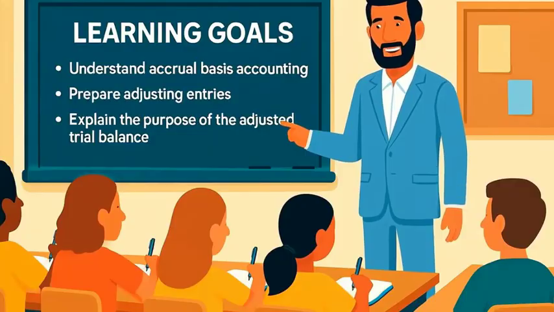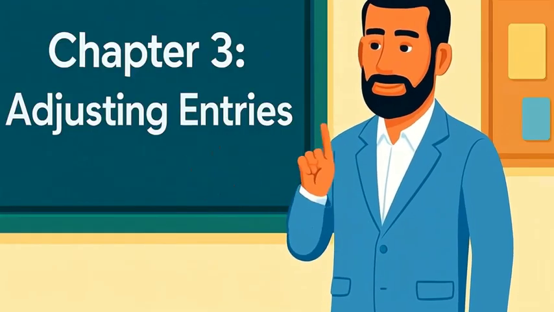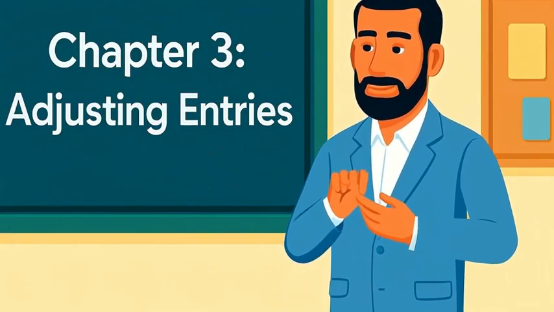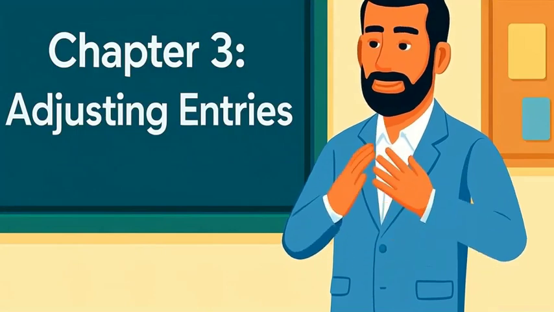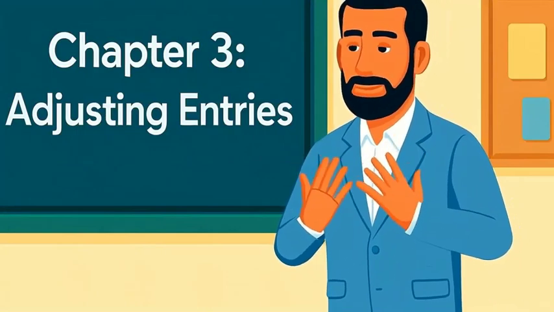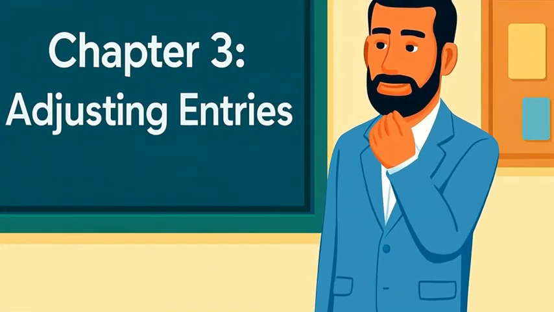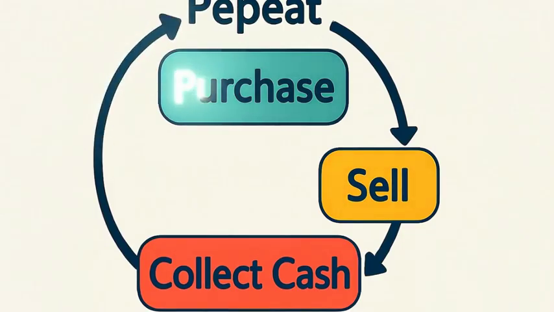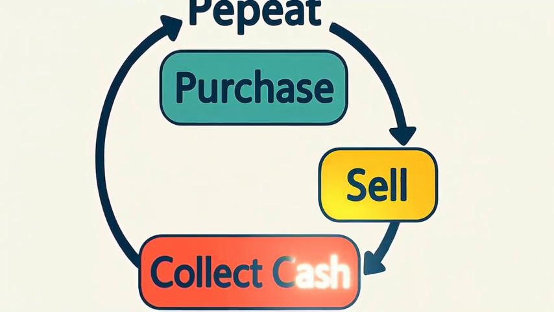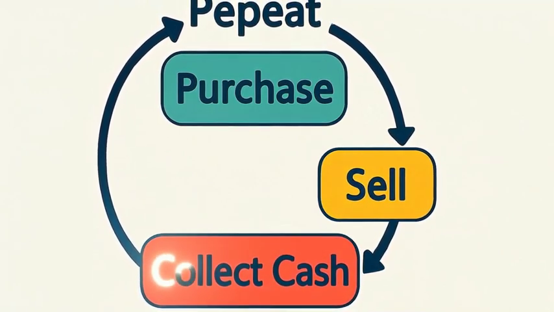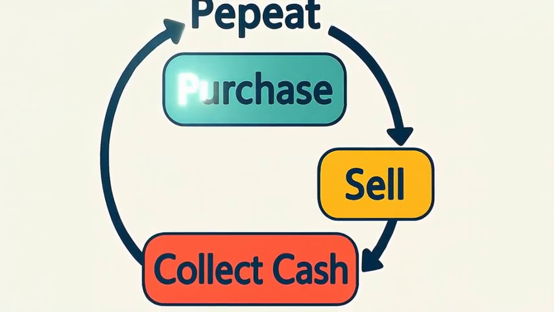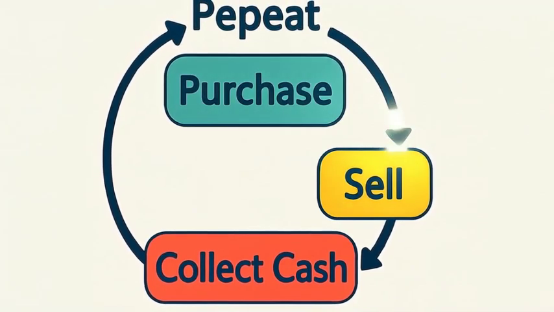Let's get started. Before we talk about adjustments, let's recall the operating cycle, the time it takes a business to buy goods, sell them, and collect cash. Example: a clothing store buys shirts in January, sells them in February, and receives cash in March. That 3-month process is one operating cycle.